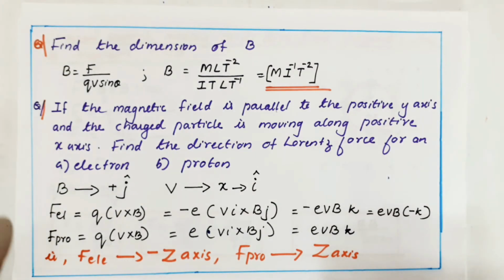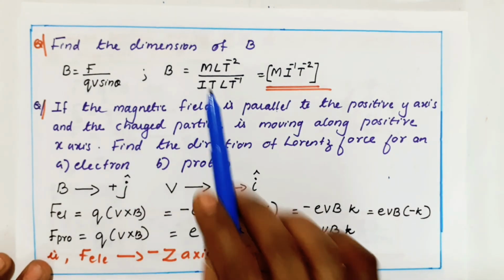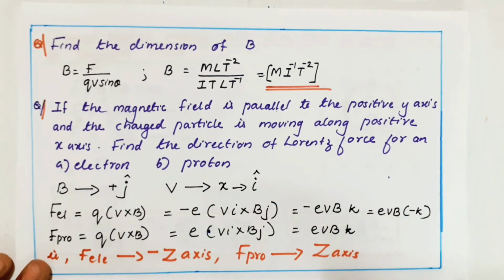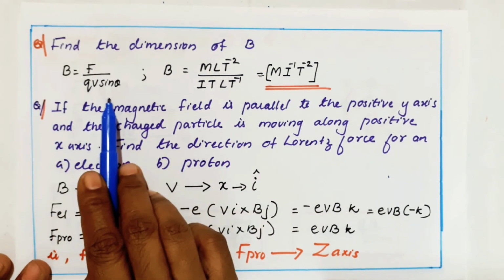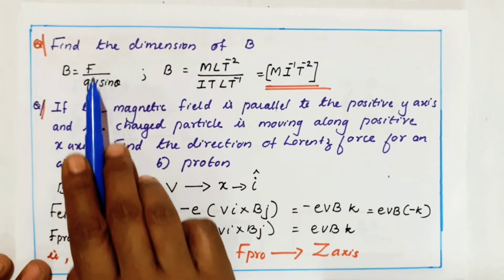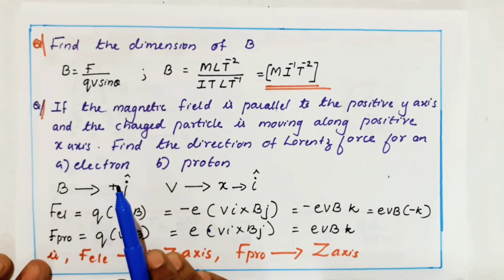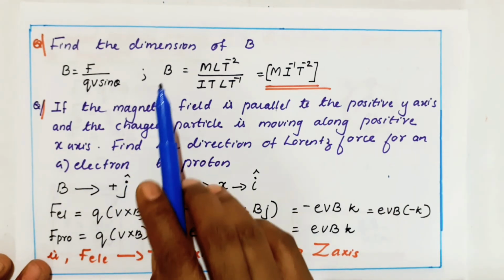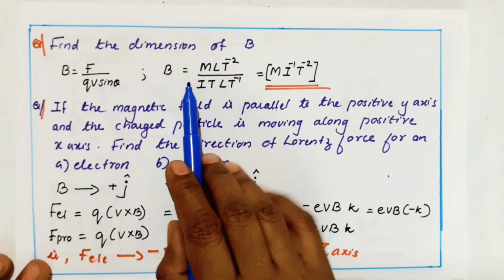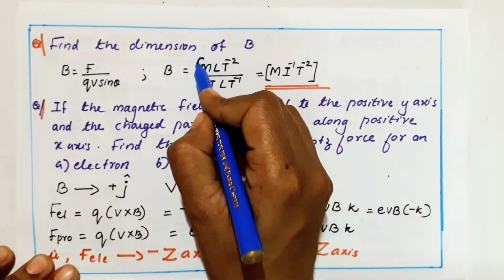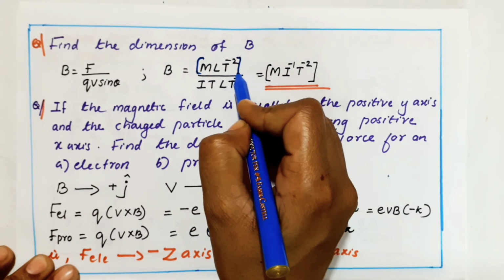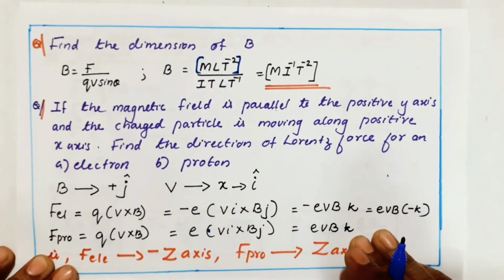Now, see the next question. Find the dimension of B. Okay, so I am again writing the equation F equals QVB sin theta. From that, B equals F by QV sin theta. So I can write here what is B. B equals force. The dimension of force is MLT minus 2.